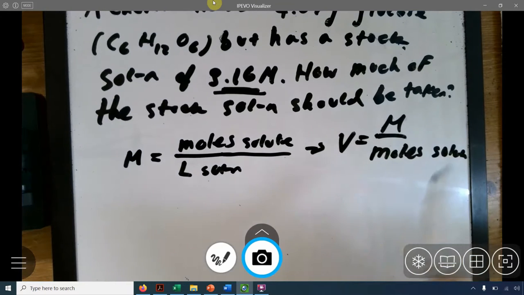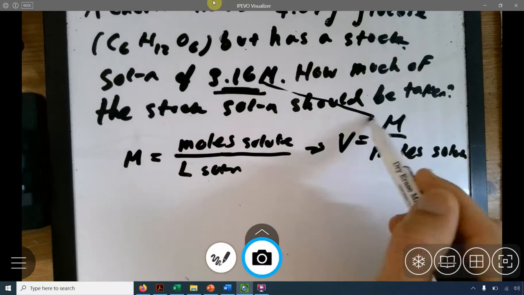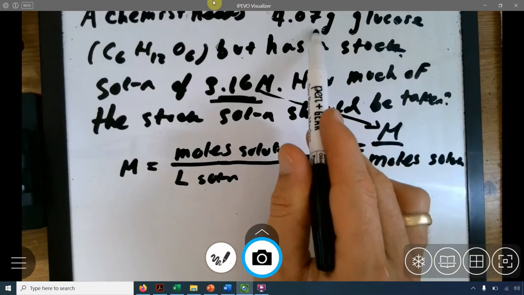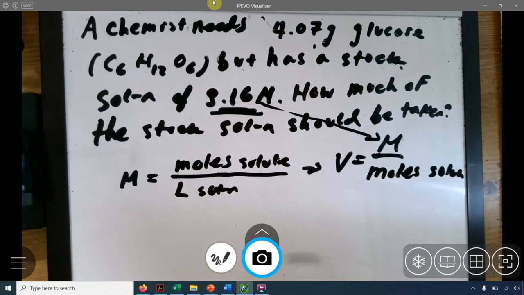Okay, so I need the moles of solute. I have the molarity of the solution, so that would go here. I need the moles of solute, which we could get from this. We just have to convert this to moles. So let's convert that to moles.